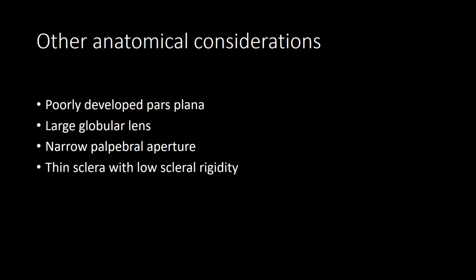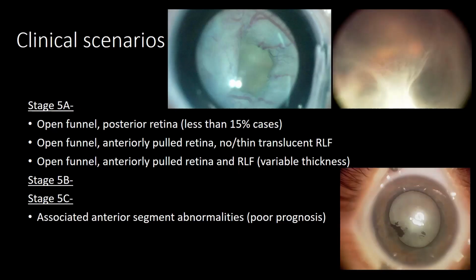So other issues are, as usual, a poorly developed pars plana, a large lens, a very small palpebral fissure, also limited space, and an extremely thin sclera with low scleral rigidity. So again, stage 5B is okay, but stage 5 also has different scenarios. Yes, the funnel is open, you see the disc. That's what stage 5 is. But retinal configuration can still vary. It can be just a shallow detachment. The retina may still be anteriorly pulled. Maybe no or thin transillumination and a retrolental membrane, or sometimes you can have a very thick membrane also pulling on the ciliary process. So these are all various configurations, though all are called stage 5, and you have to make the sclerotomy to match it.